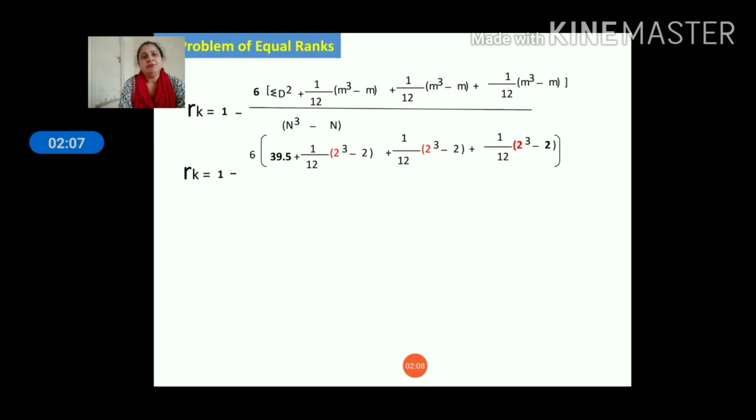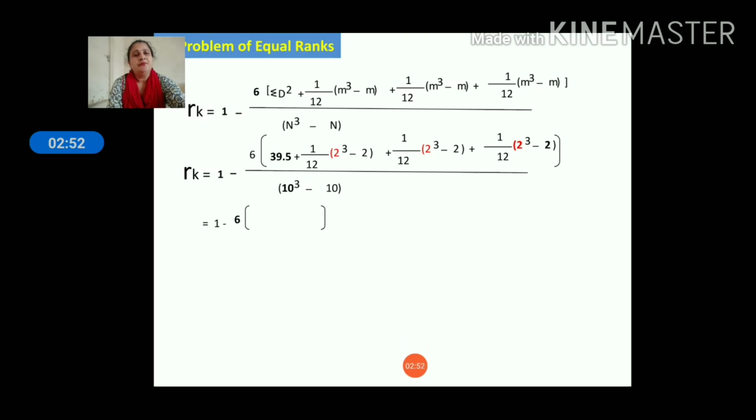How will this happen? 2 cube is 8. 8 minus 2 we will get 6, and this 6 will be multiplied with 1 upon 12. So 6 upon 12 in total we will get, and we will get that 3 times. So 0.5, 0.5, 0.5, it will be 1.5, and that 1.5 will be added to your 39.5. And here we will take 10 cube minus 10. So 10 cube is 1000, 10 into 10 is 100, 100 into 10 is 1000, minus 10, 990.